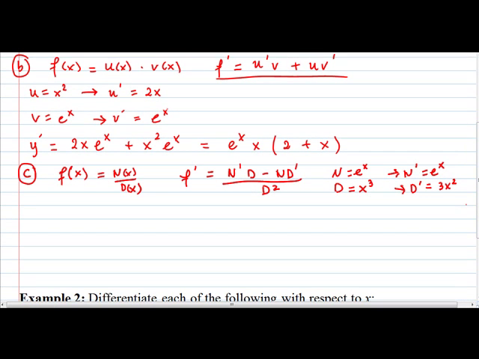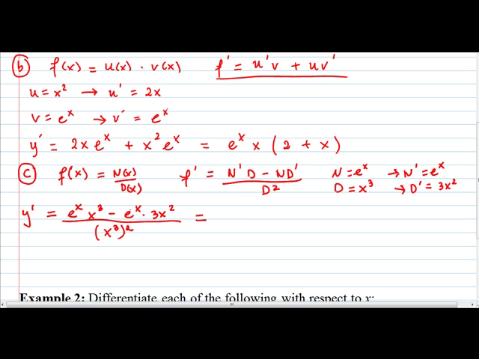So now to find y prime, I'm using the quotient rule here. I will have e to the x, which is n prime, times d. Where's d? D is here, x to the cube, minus n, which is e to the x, times d prime. D prime is 3x squared, over x to the cube squared. Now we will simplify.